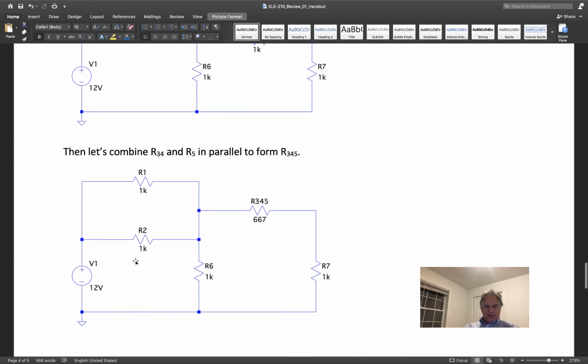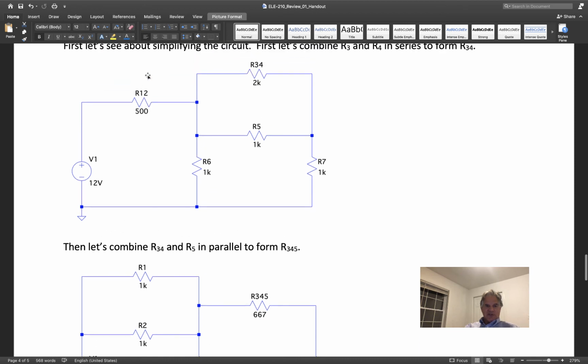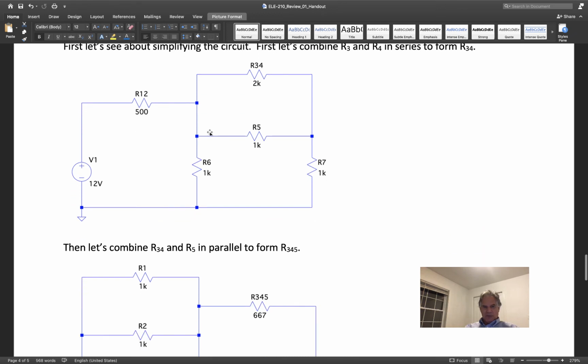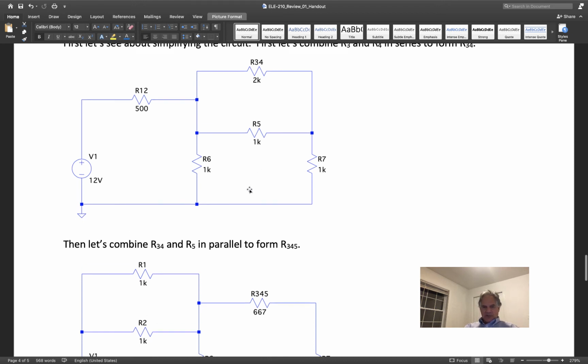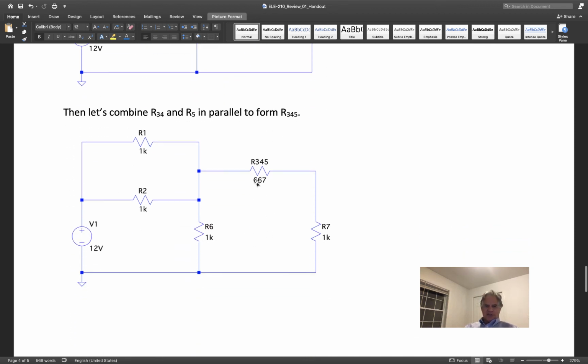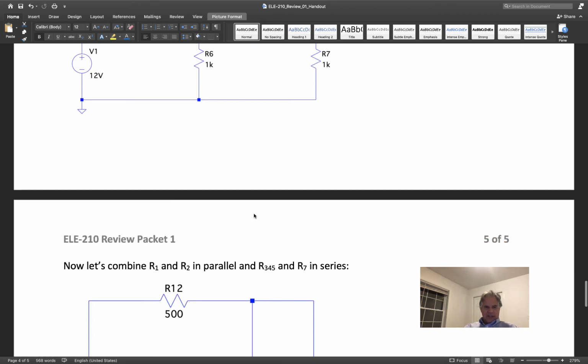We know that R1 and R2 are going to be 500 ohms because it's two 1K ohm resistors in parallel. So that's coming, 500 ohms. Here we do the parallel combination of R34 and R5. And you can kind of do this one in your head. It's the product over the sum for these two resistors right here. 2 times 1 divided by 2 plus 1 is 2 over 3, or 2/3 of a K, which is going to be 667 ohms. So there we go with that.